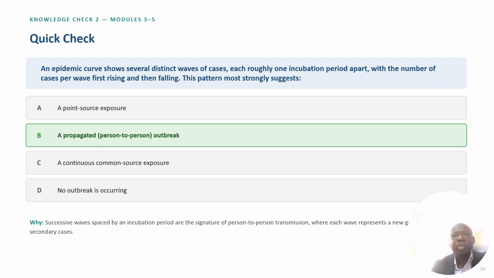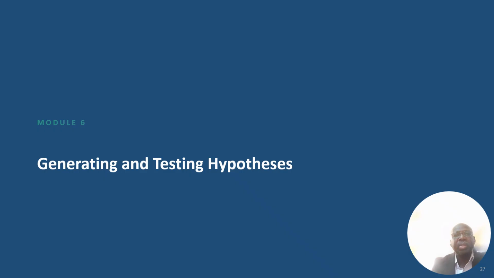As an epidemic curve shows several distinct waves of cases, that means we have multiple waves and multiple peaks. Here you directly go for propagated, because, as we've mentioned, secondary cases come as waves. That means the cases are transmitted from one person to another person.